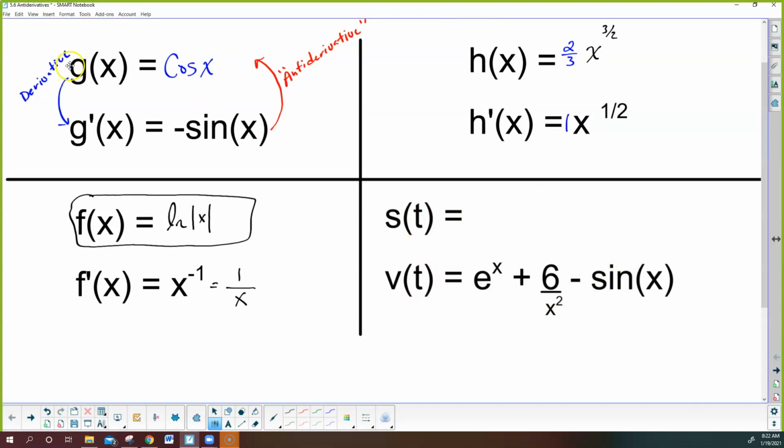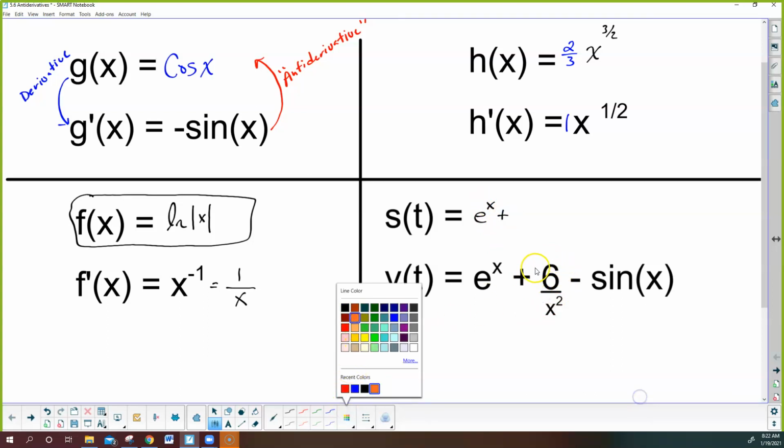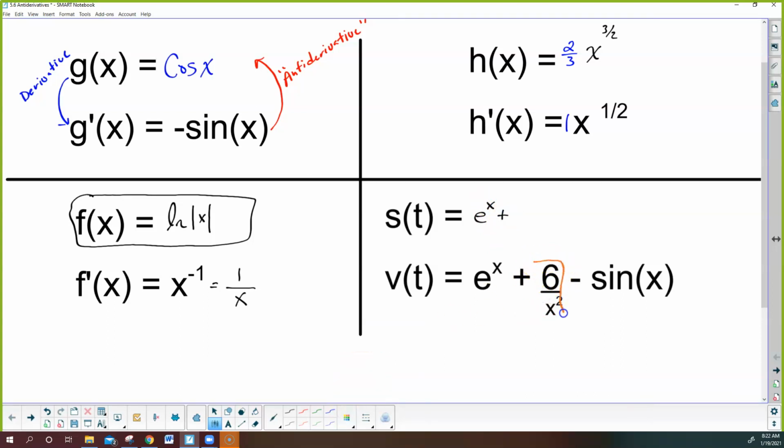And it's that whole process of taking the derivative and then the new part called the antiderivative. So the first part actually is kind of friendly. E to the x. Well, whose derivative gives me e to the x? It's itself. But then I run into a small problem right here.